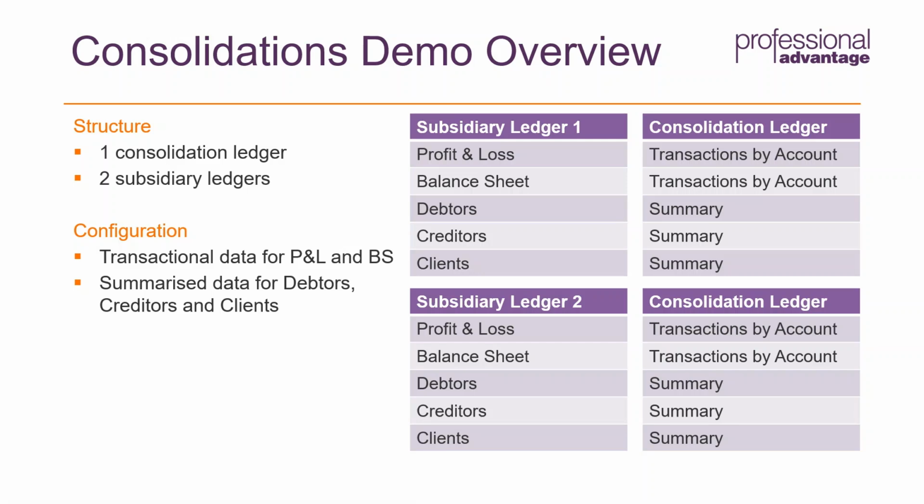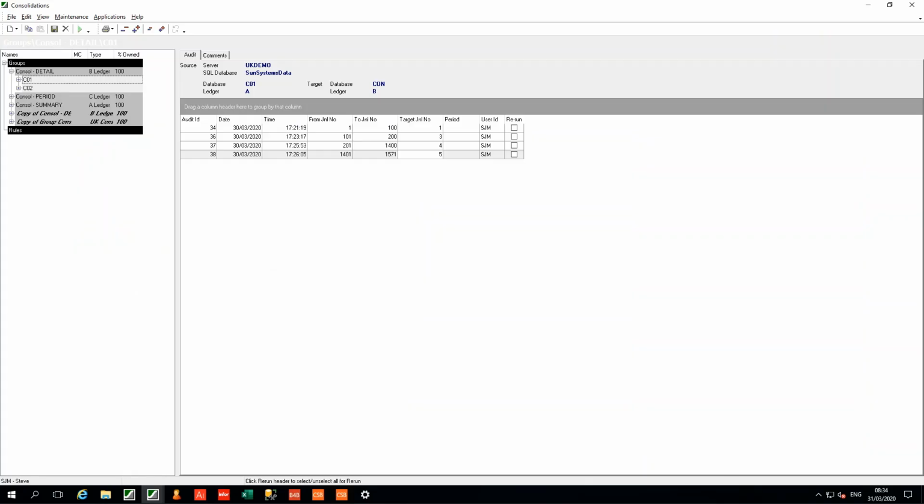The rules that we're going to apply at a profit and loss and balance sheet level will be bringing in detailed transactions by account as they were posted. For the debtors, creditors and clients, we'll be setting up rules to post the data into summary accounts to simplify the process on the balance sheet, so debtors are represented in one control account and creditors and clients the same. So let's take a look at the application.